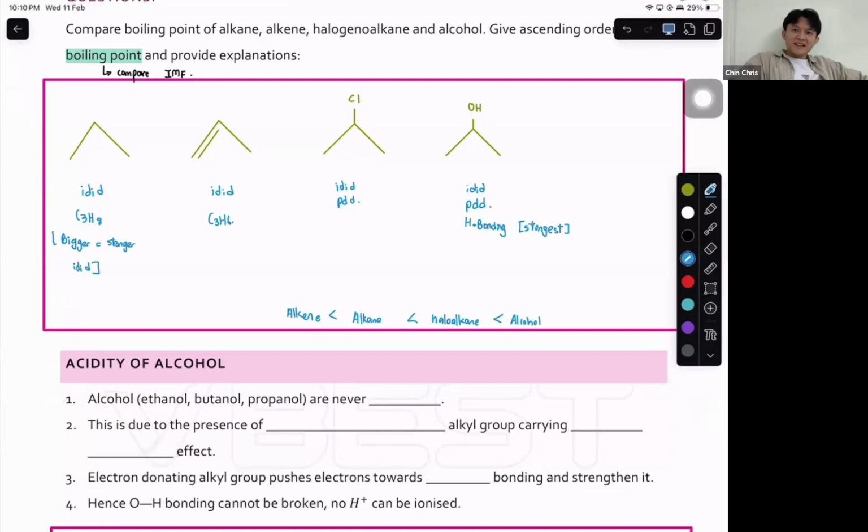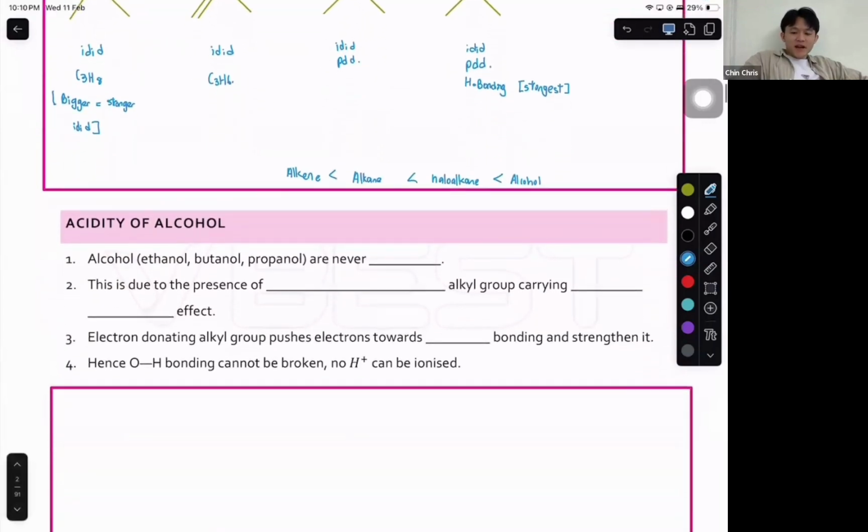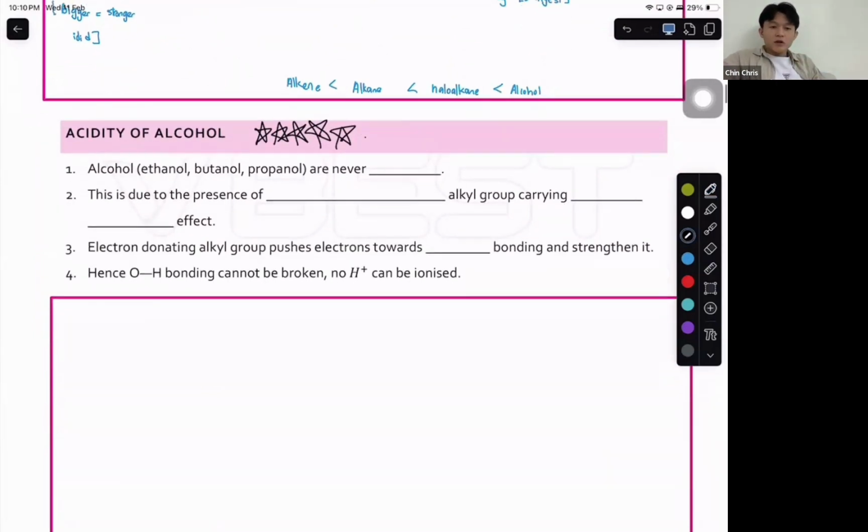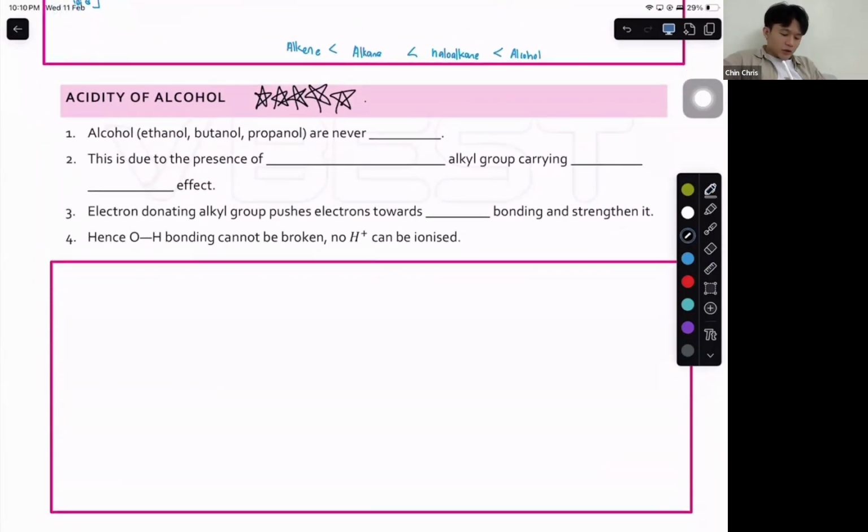V-best angpao. Alright, guys. Next, we have acidity of alcohol. Alright, guys, this is quite important. I mean, not really important now, just quite. So again, let's look at your alcohol again, guys. Okay, we're gonna draw an alkane. No, sorry, we're gonna draw an alcohol.